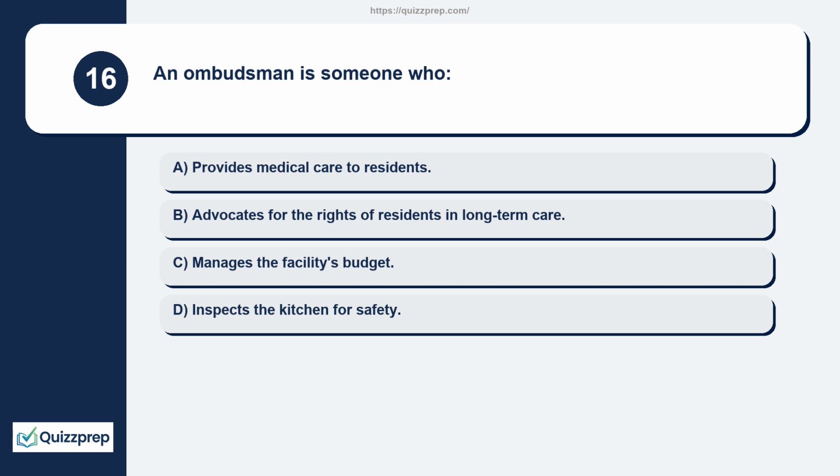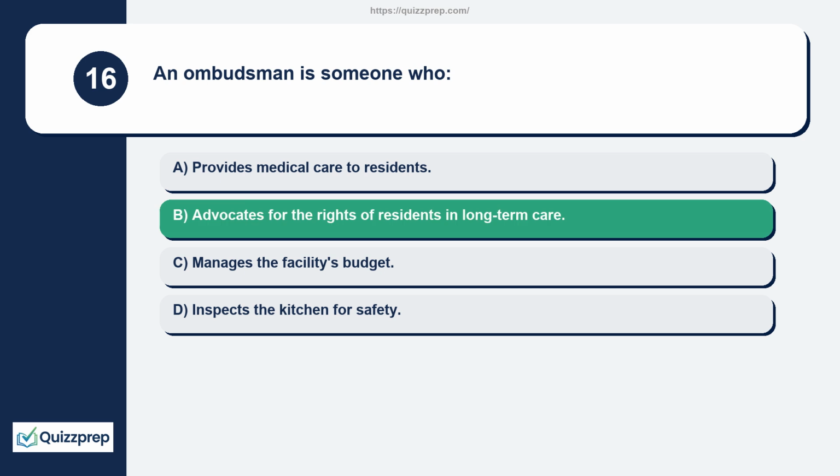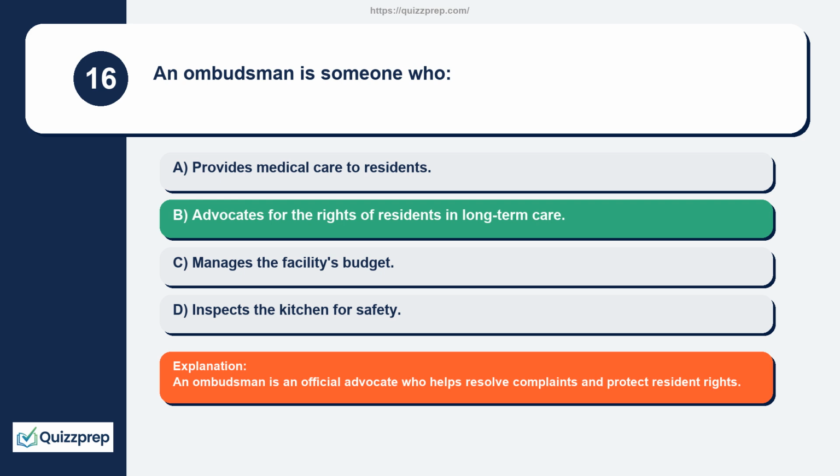Question 16. An ombudsman is someone who provides medical care to residents, advocates for the rights of residents in long-term care, manages the facility's budget, inspects the kitchen for safety. An ombudsman is an official advocate who helps resolve complaints and protect resident rights.